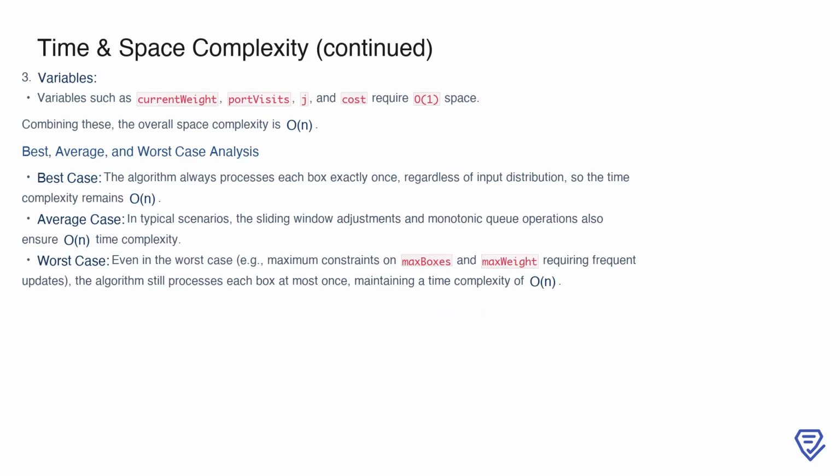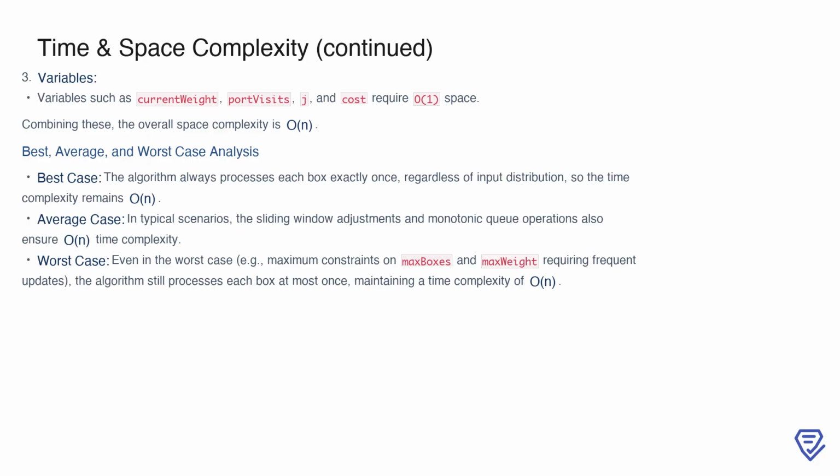In addition to the dp array and trips deque, we consider the space used by variables such as current weight, port visits, j, and cost. These are simple scalar variables and require only constant space, or O(1). When we combine all space considerations, the dp array, trips deque, and a few variables, the overall space complexity of the solution is O(n). Now, let's evaluate the algorithm across different scenarios.